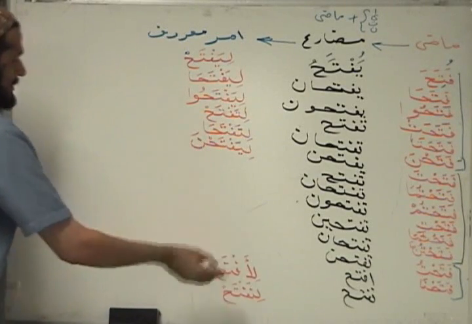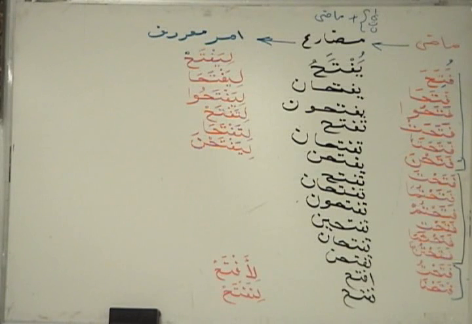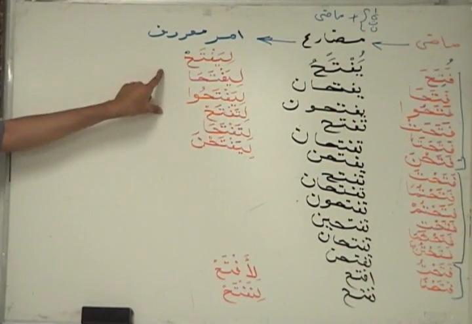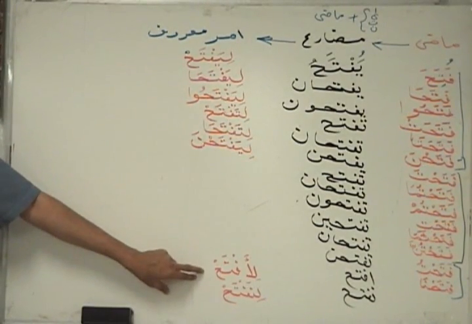Noon, the rule applies here. Lam with a kasra, and at the end, if there is no noon, give it a sukun. Aftah, I must open. Linaftah, we must open. So you command yourself and you command yourselves. Ourselves. Okay? So that's as far as third person and first person are concerned.